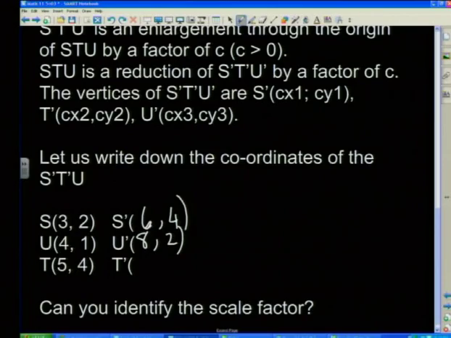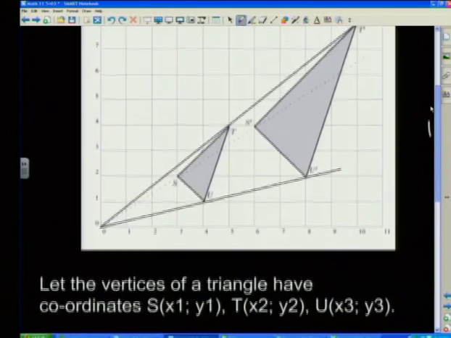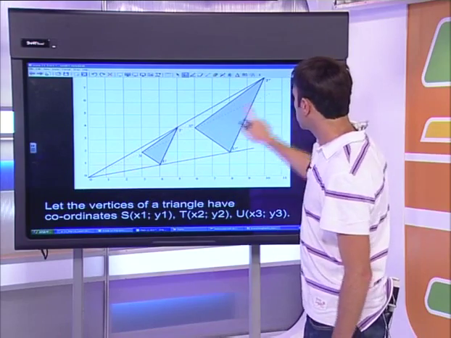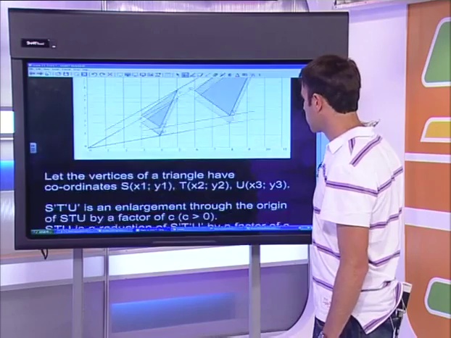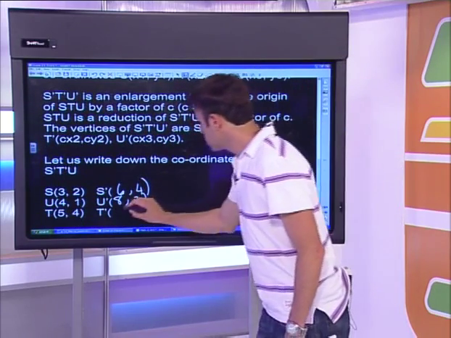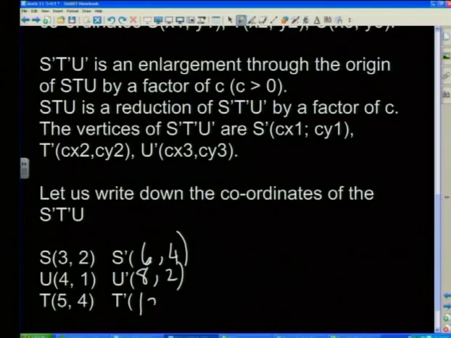And lastly, what does T become? T is (5, 4), and it's become (10, 8). The reason why it's quite nice to look at this all together is because you should now be able to see what the scale factor is.